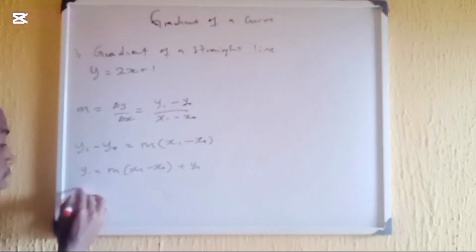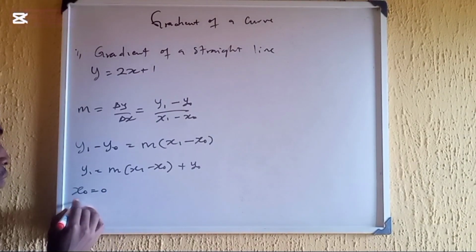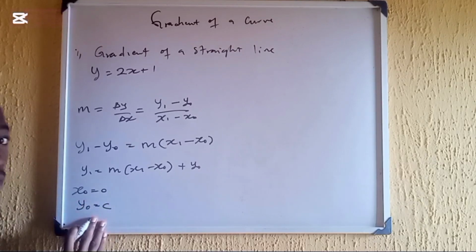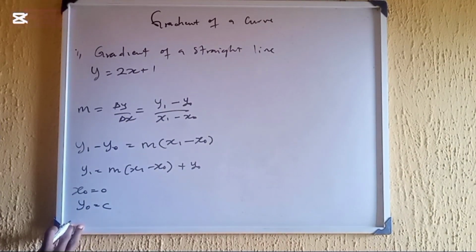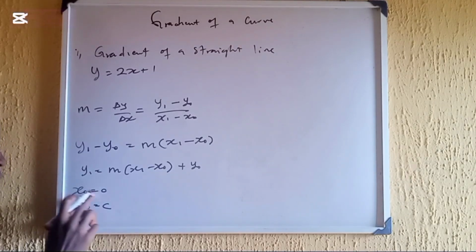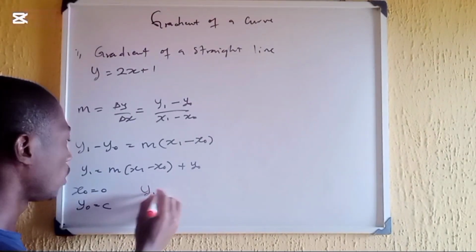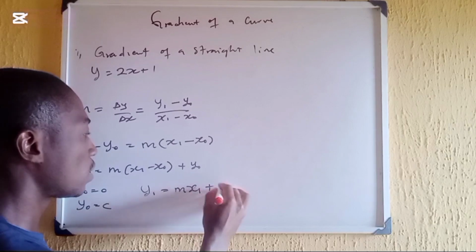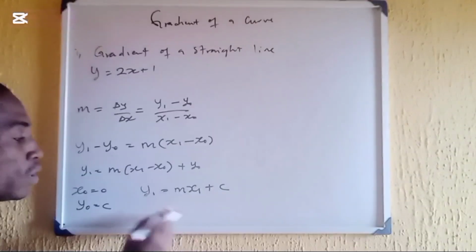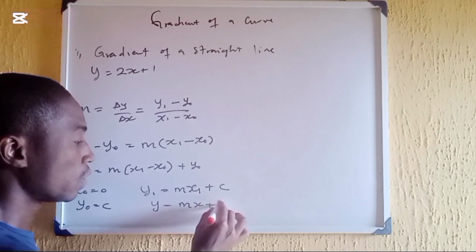Now let's say x0 is equal to 0. Then when x0 is equal to 0, y0 is equal to c, because we cannot just say that y0 is 0. It's not always the case. It just depends on the equation of the line. So let's say that at x0 equal to 0, y0 is equal to c. So we'll have that y1 is equal to mx1 plus c. So we can remove the subscript 1 and just write y is equal to mx plus c.